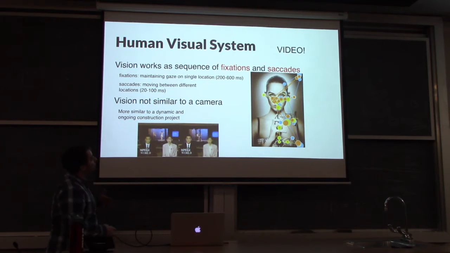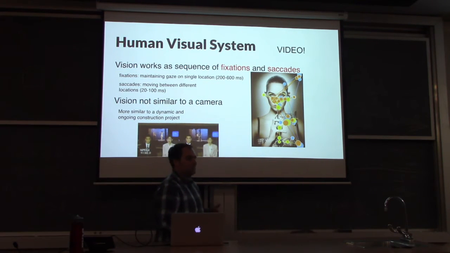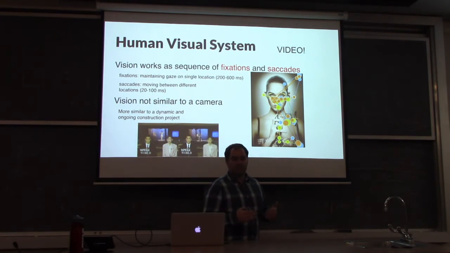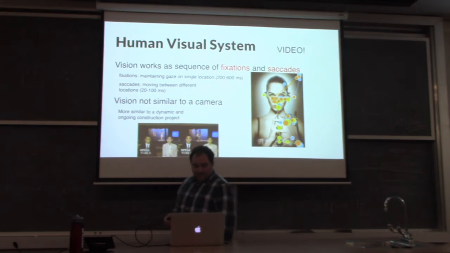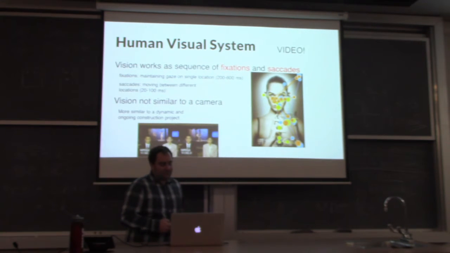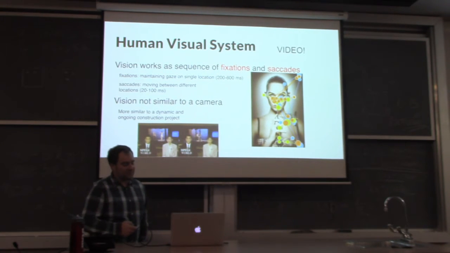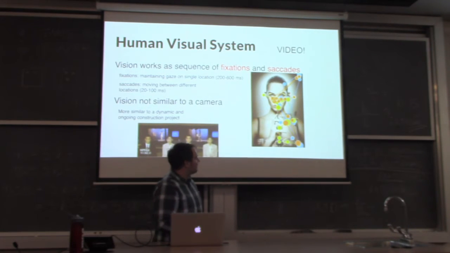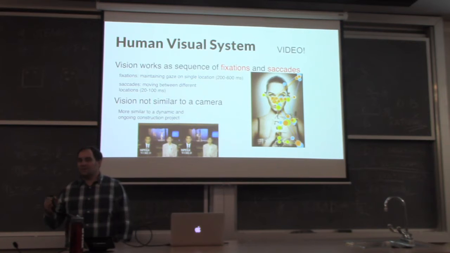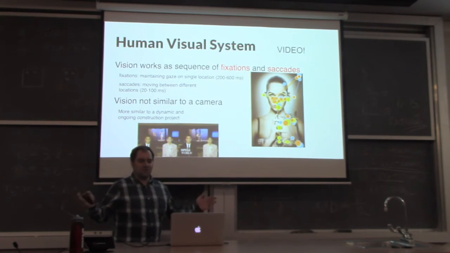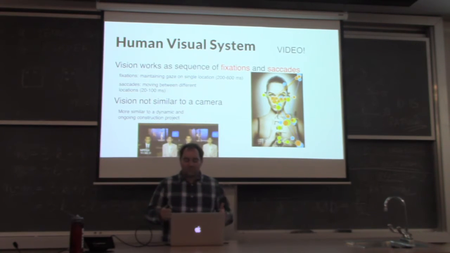So vision works as a sequence of fixations and saccades. Fixations are when we actually perceive something, and saccades are rapid eye movements. Saccades are pretty fast, 20 to 100 milliseconds. One thing that is important to notice is that vision is not similar to a camera, right? In a camera, we usually have everything sharp. Vision is not like that.